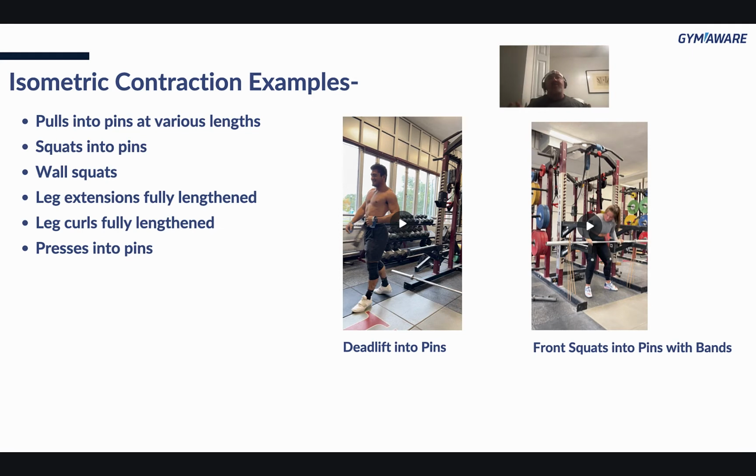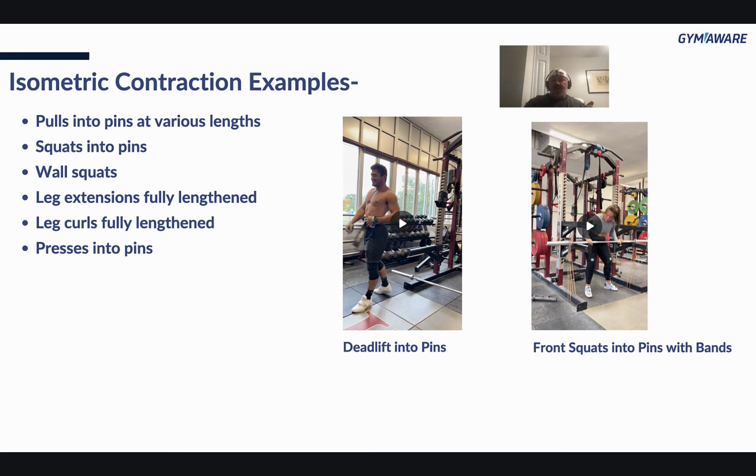Same thing with leg curls. When you first get into a lying leg curl, your hamstring is as lengthened as it gets. And so putting it up to the maximum amount of weight and then trying to create flexion of the knee, yet it's too heavy to overcome, you can produce a maximal isometric contraction.